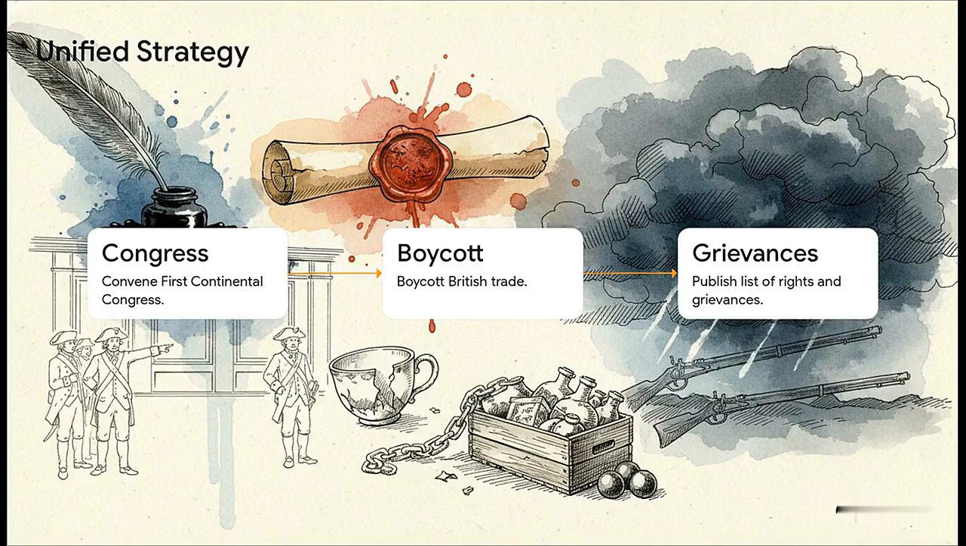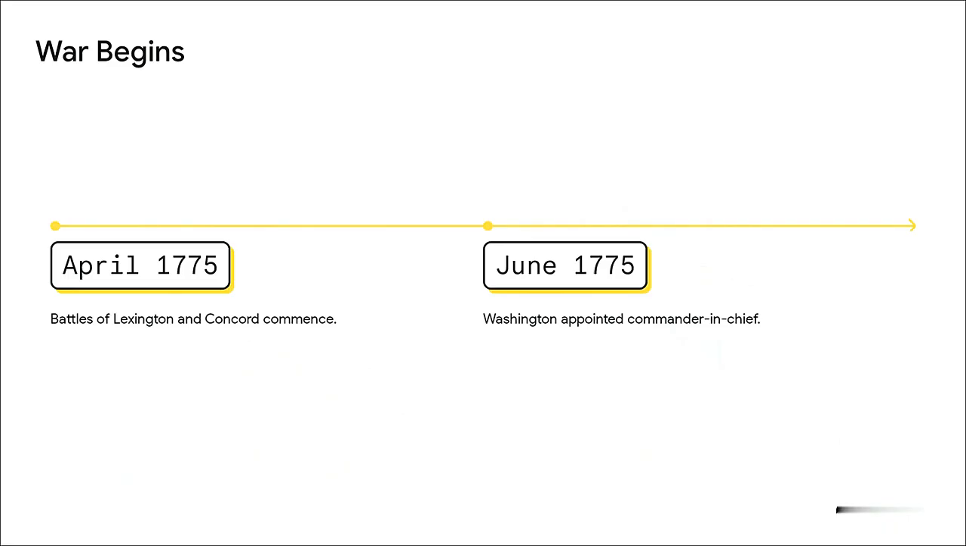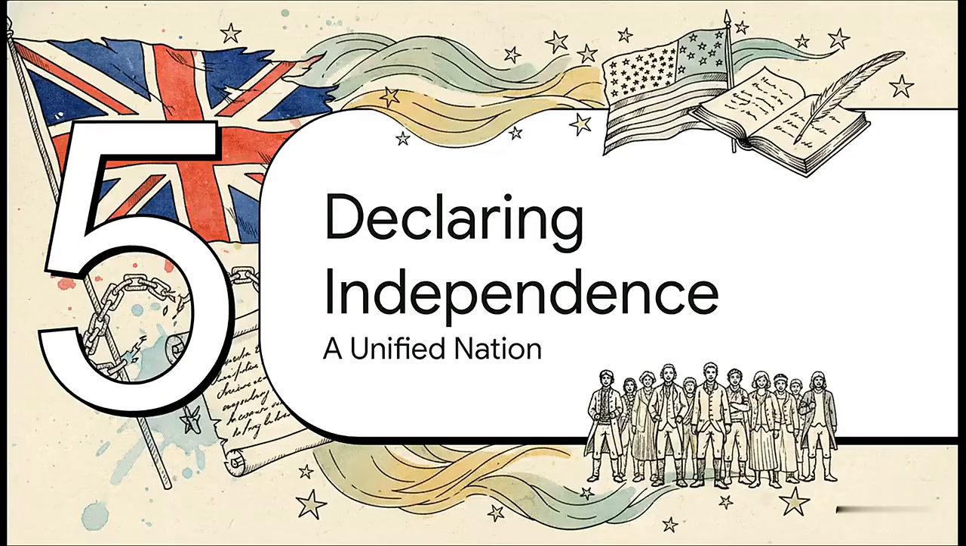Now, they were hoping against hope for a peaceful resolution here. But as their petitions were repeatedly ignored, they started preparing for the absolute worst. This rapid escalation finally culminated in the spring of 1775. On April 19th, the very first shots were fired at the battles of Lexington and Concord, which officially kicked off the Revolutionary War. The colonies moved incredibly swiftly to organize their defense. By June, the Second Continental Congress had already established a unified Continental Army and unanimously appointed George Washington as its commander-in-chief.